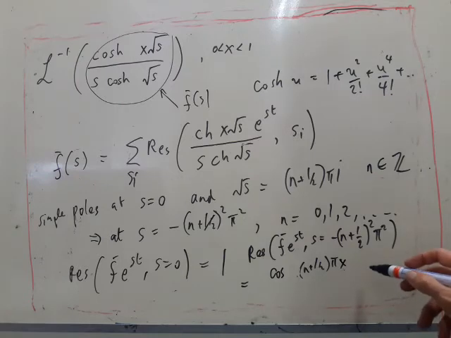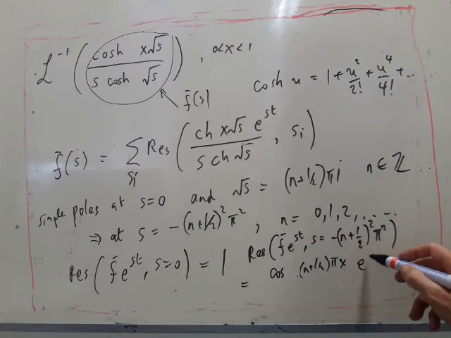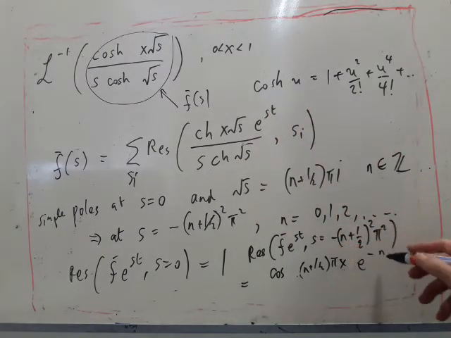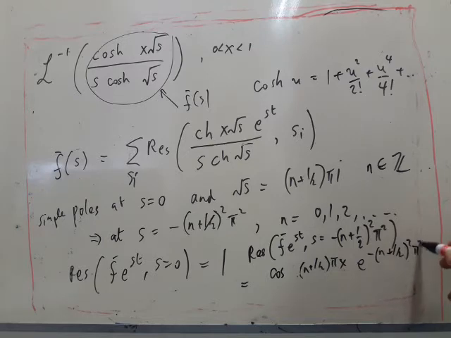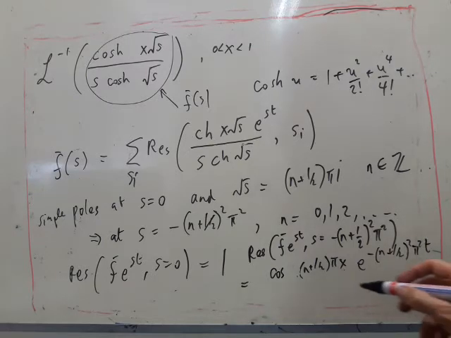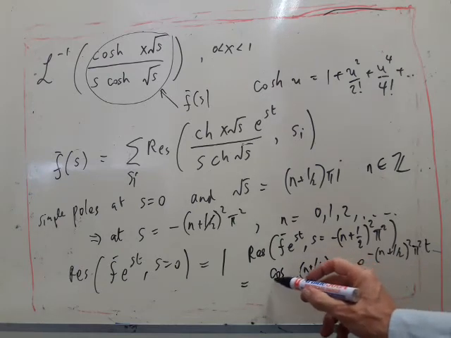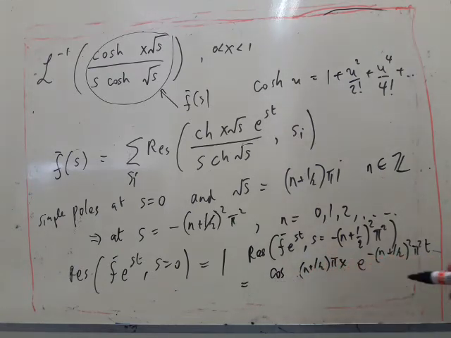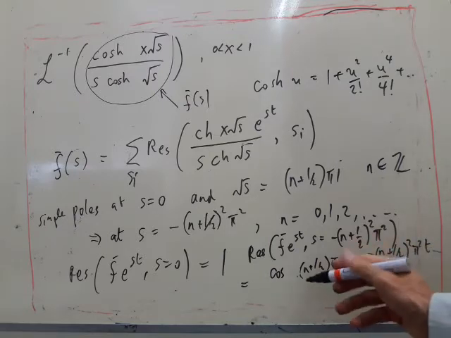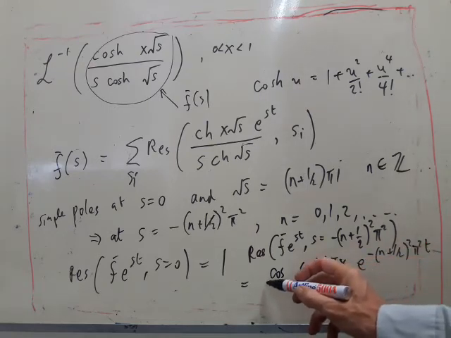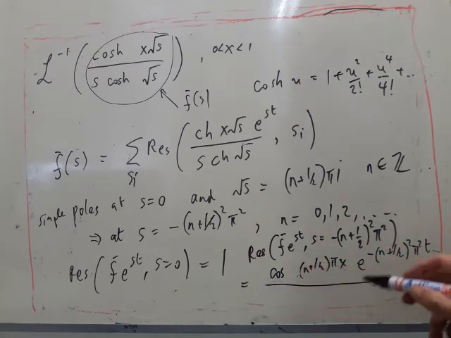I've got e to the minus, so s becomes this, so it's e to the minus n plus a half squared pi squared t. This might start to look familiar if you've done anything to do with Fourier series and solving heat conduction problems. This is starting to look like a Fourier mode here. And on the bottom, so what have I got?